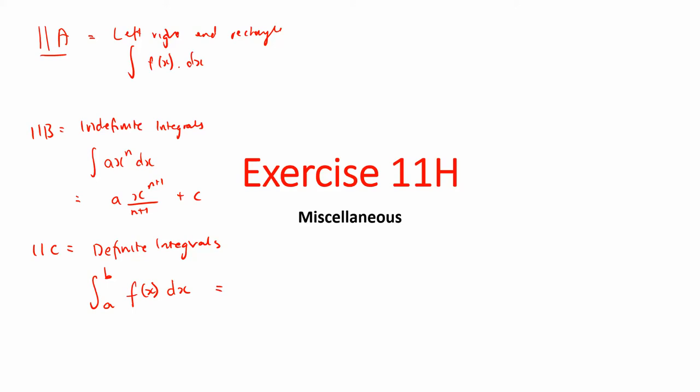Okay, what was the rule again? So you got from A to B, what was the rule? Yes, Luke? Capital F, B minus capital F, A. Very good. Capital F just represents the antiderivative. So whatever this function is, if I can find the antiderivative, that is the function. B just means sub the upper interval in, subtract sub A into the new function.